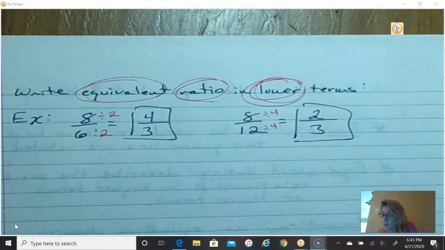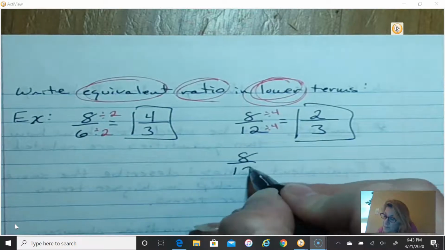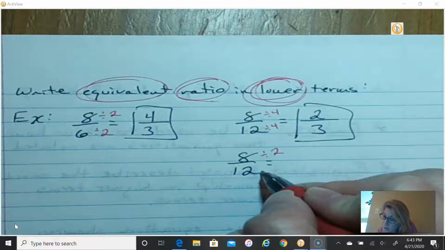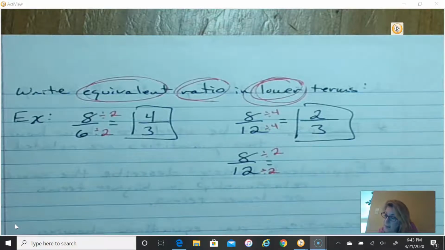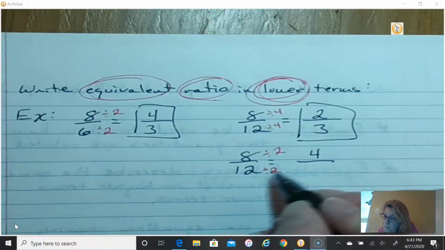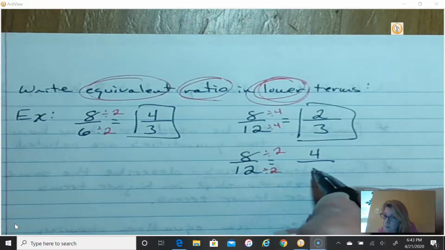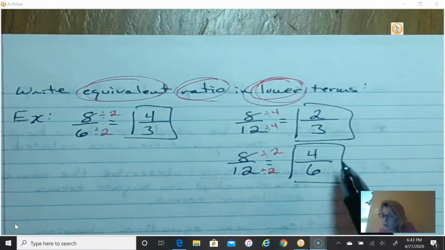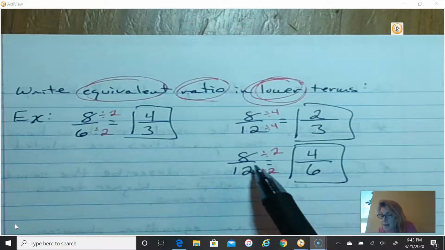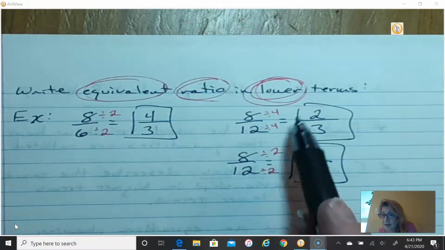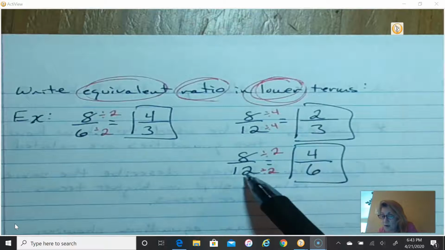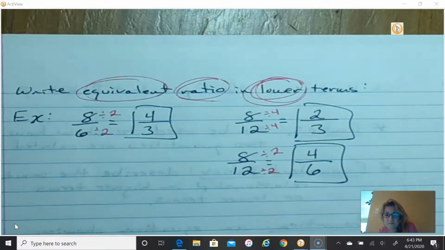Now, those are equivalent. What if I chose 2? Because 2 can go into both. 8 divided by 2 is 4. 12 divided by 2 is 6. Guys, that's an equivalent fraction, or equivalent ratio. That's also equal to this, and it's in lower terms. So as long as it's lower and it's equivalent, you're good to go.